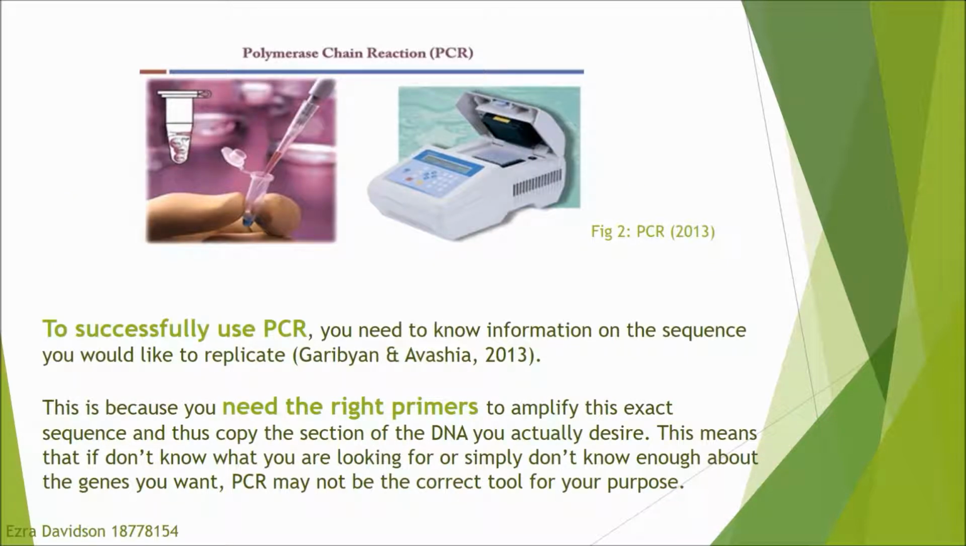To successfully use PCR, you need to know information on the sequence you would like to replicate. This is because you need the right primers to amplify the exact sequence and thus copy the section of DNA you actually desire. This means that if you don't know what you're looking for, or simply don't know enough about the genes you want, PCR may not be the correct tool for your purpose.